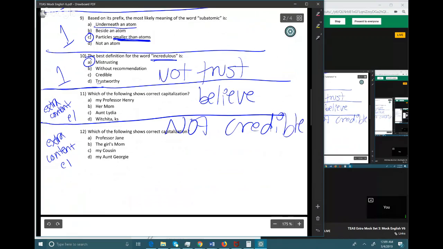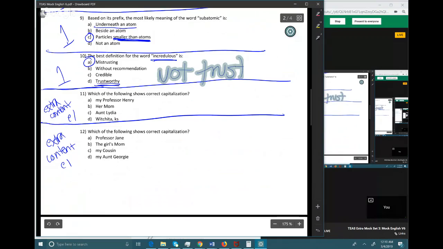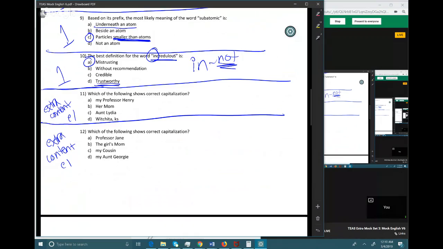I put trustworthy on there because the last time I had you answer it, it was distrusting, and now it's mistrusting. Trustworthy is obviously the opposite in definition from what we're looking for. The prefix in here is referring to not, which is a prefix that I define on your spelling and word meaning list. Incredulous, not credible.